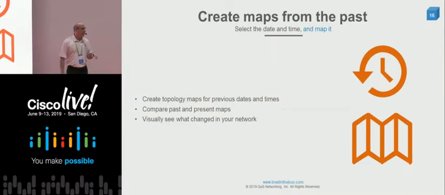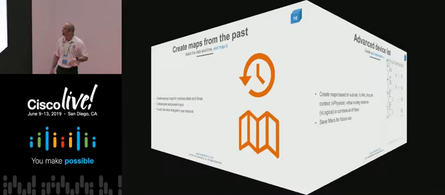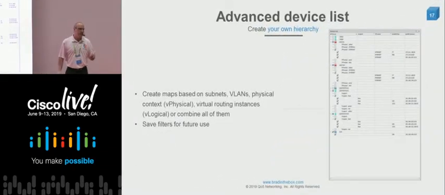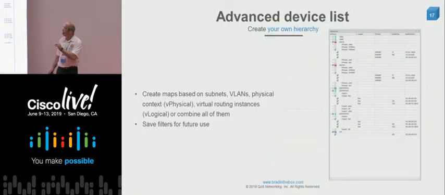Okay. Create maps from the past. The great thing about creating maps from the past is I can go back to any 5-minute interval for all the data that you pulled and create a map. So if you've been pulling this for a year, I could pick a 5-minute time frame over the year and actually show you that drawing. Huge. Advanced device lists just let you get more granular about what you're showing on the drawing.